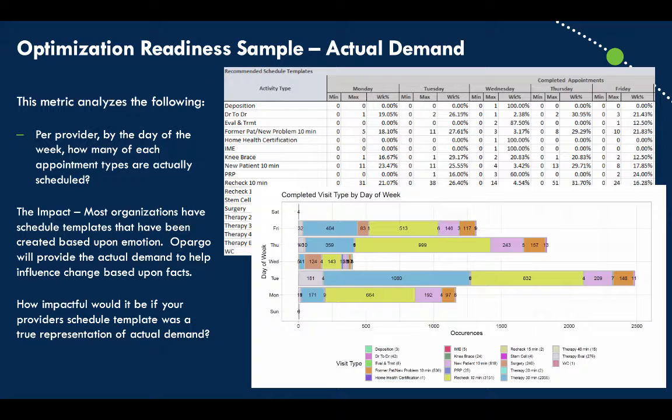Because think of it this way, your doctor's templates are typically built based upon emotion. They may have an allocation for 20 new patients in the day, but the data says the most they've ever had is 11. So why would we hold 20 new patient slots when the most you've ever had, even in the busiest time, was 11? This gives us the ability to have true data to present to our providers when we're going to make some changes. Why not go ahead and make these changes based upon data and not emotion?